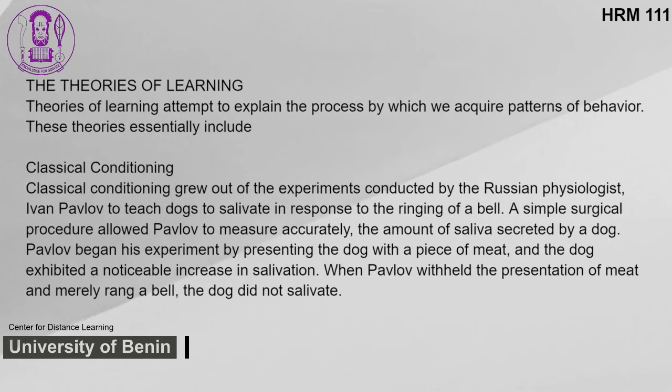The theories of learning attempt to explain the process by which we acquire patterns of behavior. These theories essentially include classical conditioning. Classical conditioning grew out of the experiments conducted by the Russian physiologist, Ivan Pavlov, to teach dogs to salivate in response to the ringing of a bell. A simple surgical procedure allowed Pavlov to measure accurately the amount of saliva secreted by a dog. Pavlov began his experiment by presenting the dog with a piece of meat, and the dog exhibited a noticeable increase in salivation. When Pavlov withheld the presentation of meat and merely rang a bell, the dog did not salivate.